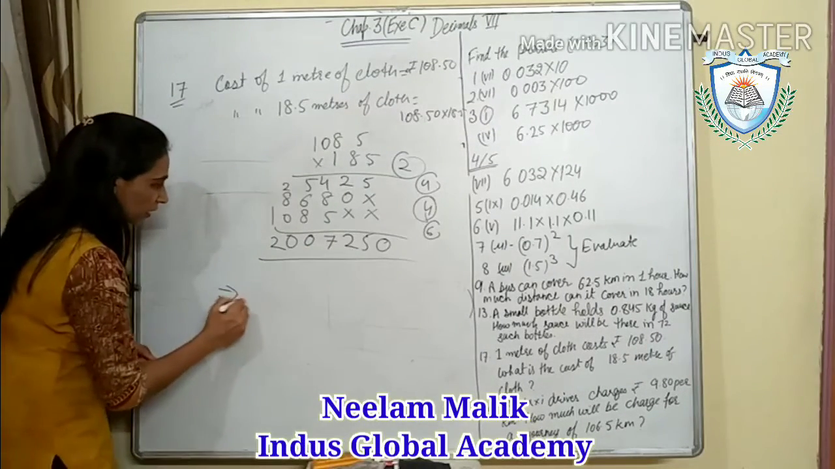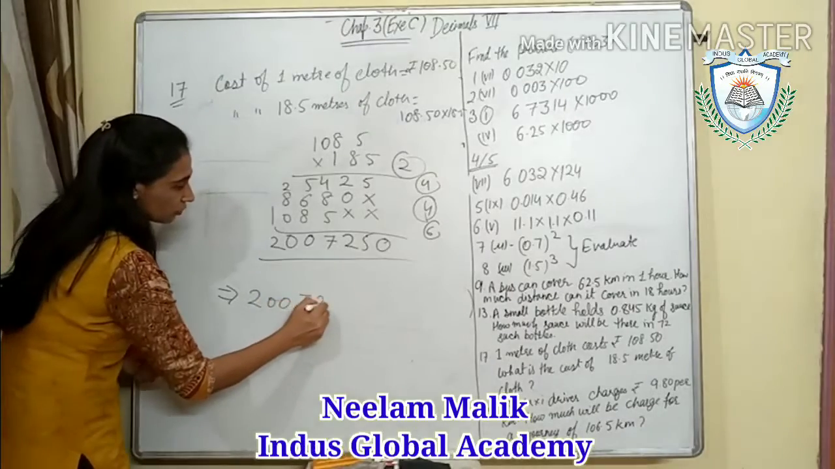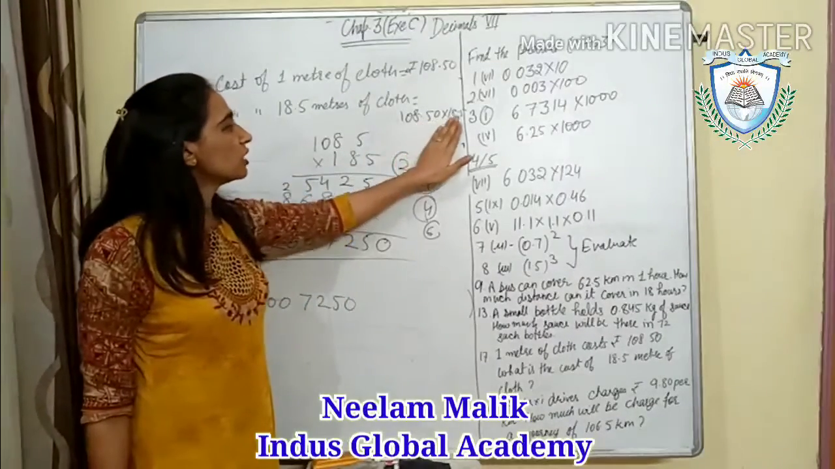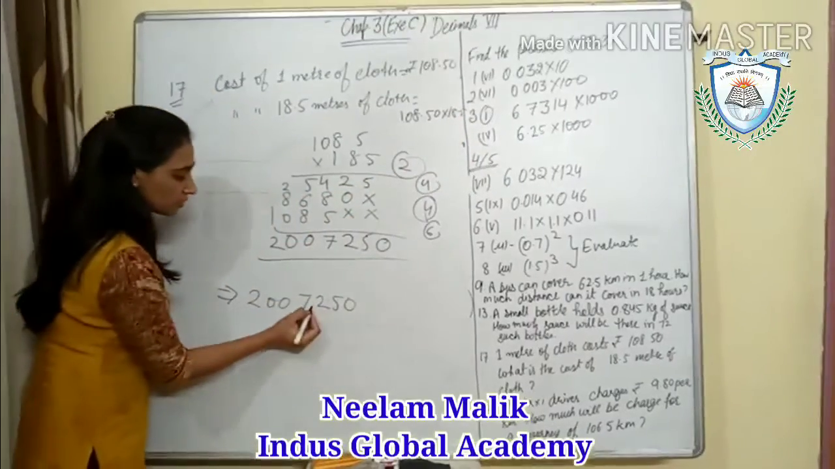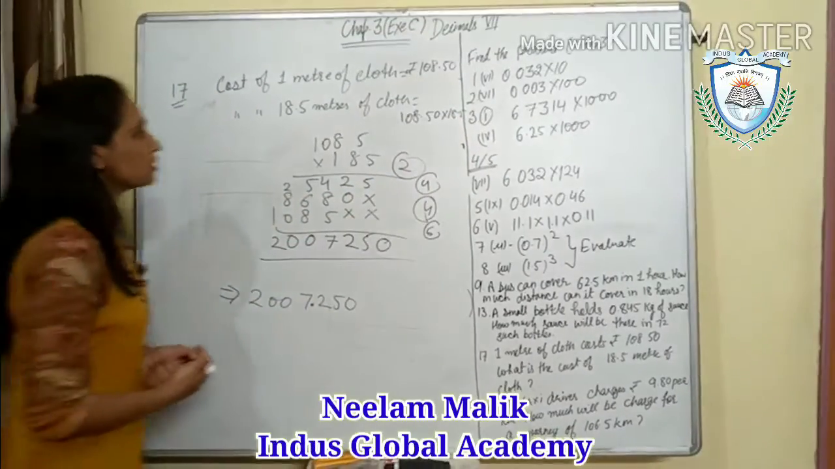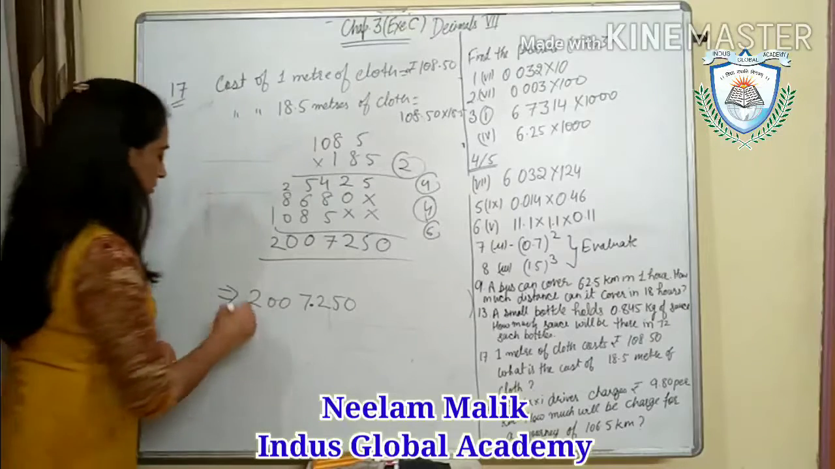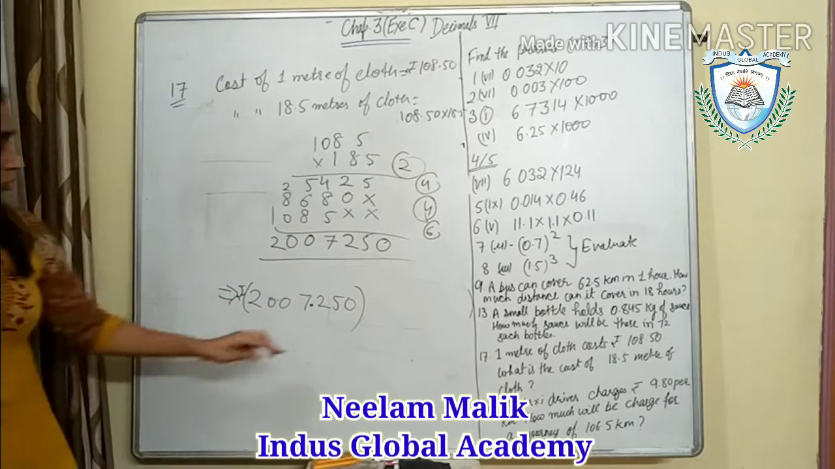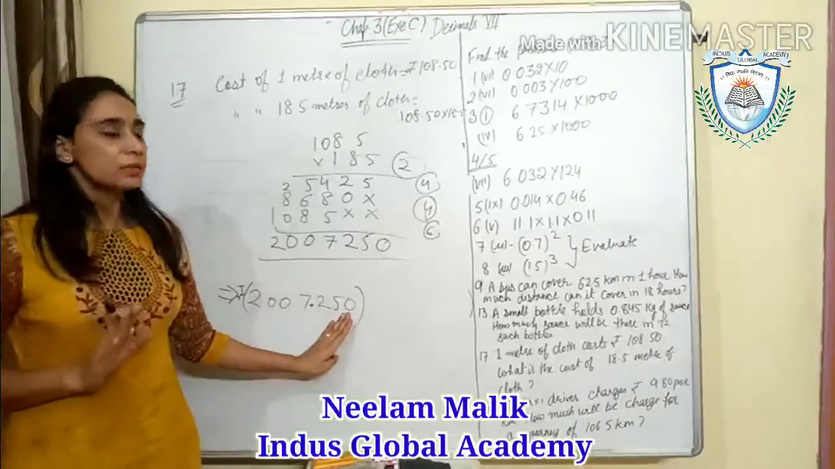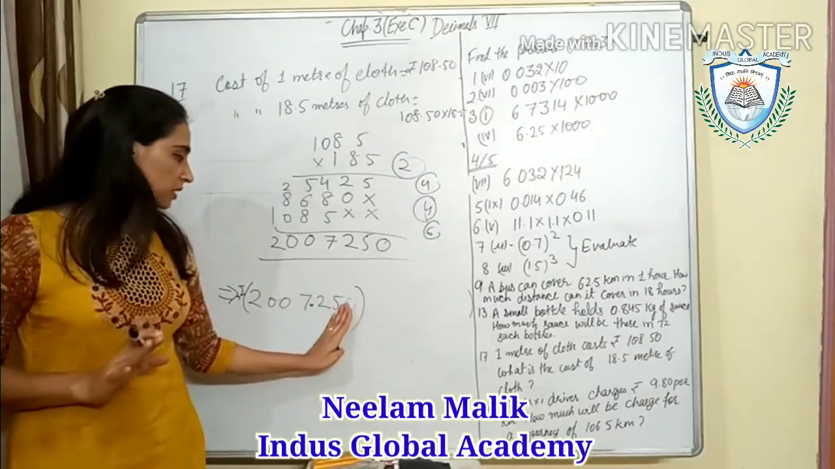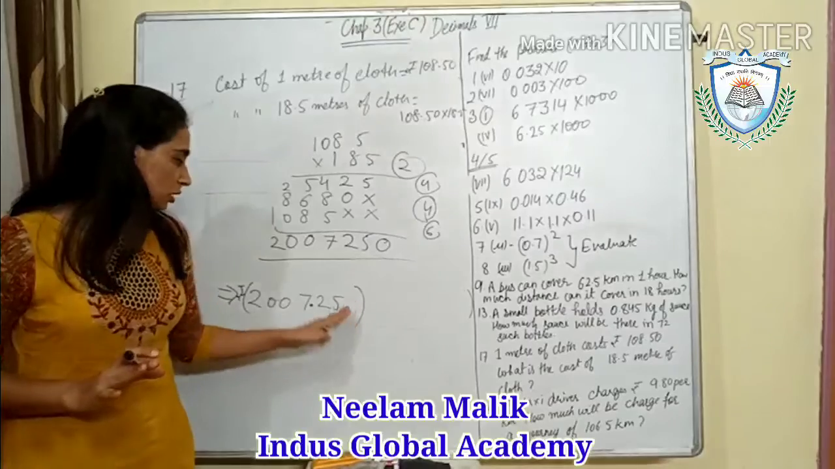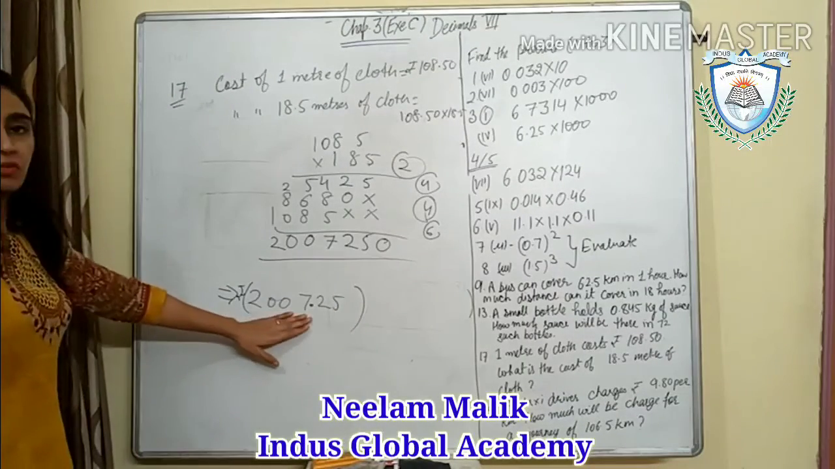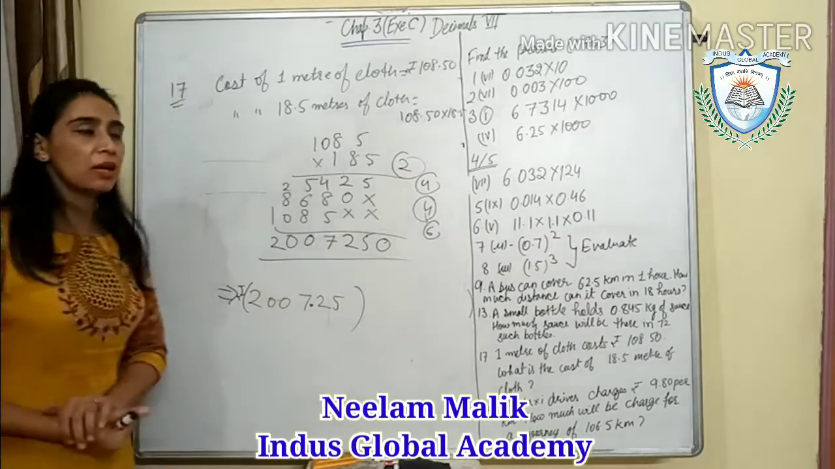So what will be the final answer? 200725.0. Where will be the decimal point? After the decimal there are 2 digits and there is 1. So we will count from the back side, and the point is placed here. This is in rupees. In rupees we do not take the third decimal place, because after the decimal those are the paise. So this will be 2007 rupees and 25 paise.